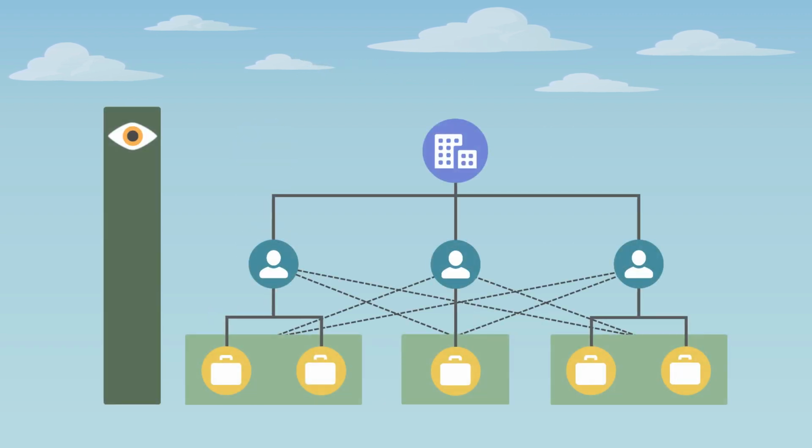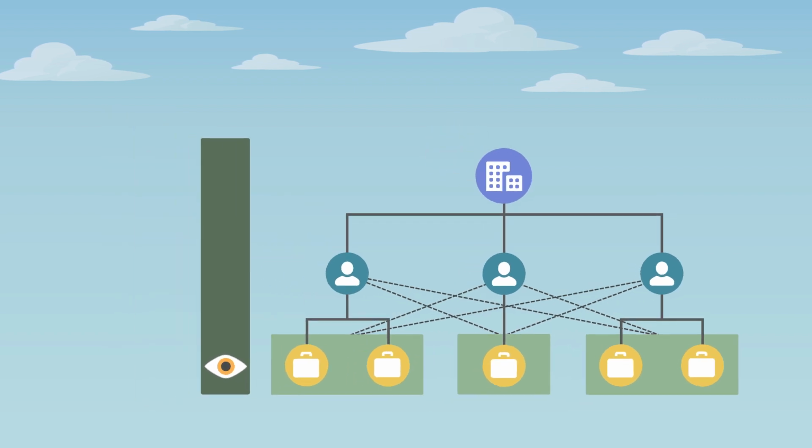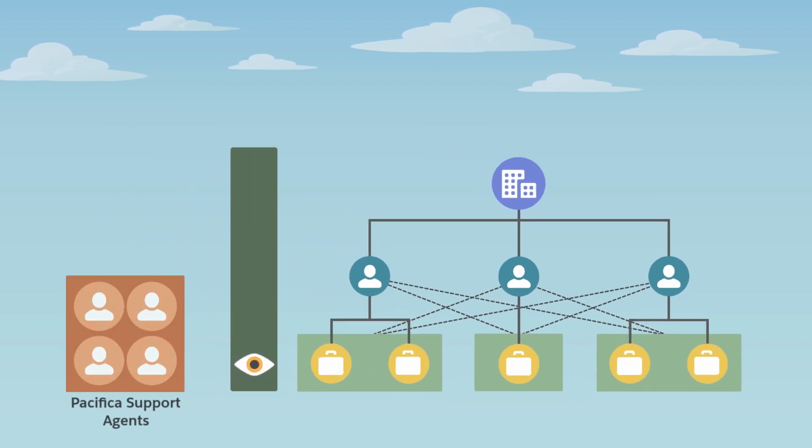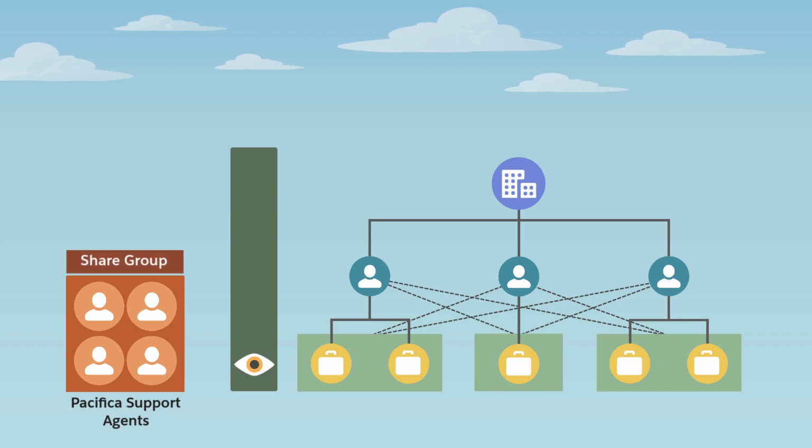Previously, we saw how Pacifica used a sharing set to give users on the same account access to each other's cases. Pacifica now wants all their internal support agents to have full access to those cases. To do so, the Pacifica admin creates a share group on the sharing set and adds all support agents. As a result, those agents get full access to cases visible through this sharing set.